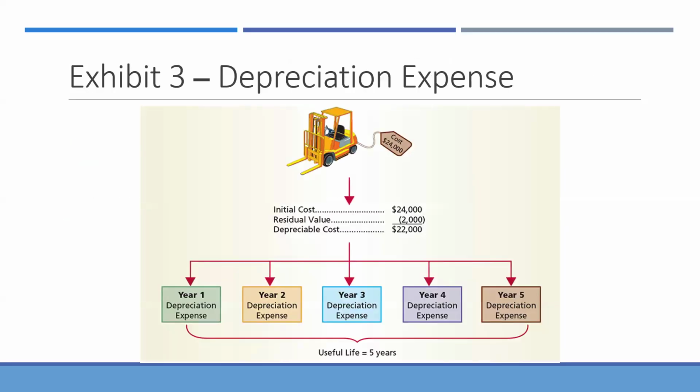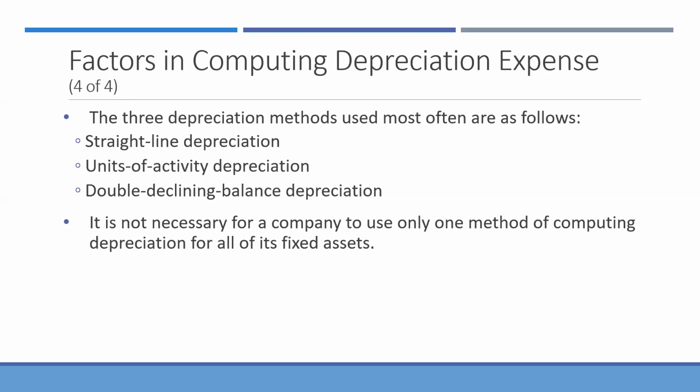Under straight line depreciation, the cost is going to be equal in each of the 5 years. It'd be equally 22,000 divided by 5. That would be straight line, equal cost every year. Units of activity would be like depreciating a car based on the miles. So we expect this car to last 100,000 miles. We're just going to divide the depreciable cost by 100,000 miles. The miles that we use on the car, that's our depreciation expense every year.